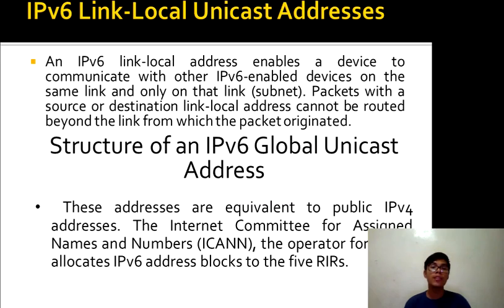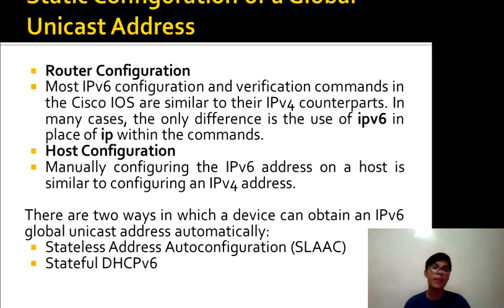Structure of an IPv6 global unicast address. This address is equivalent to a public IPv4 address. The Internet Corporation for Assigned Names and Numbers, ICANN, the operator of IANA, allocates IPv6 address blocks to the five RIRs. Static configuration of a global unicast address.